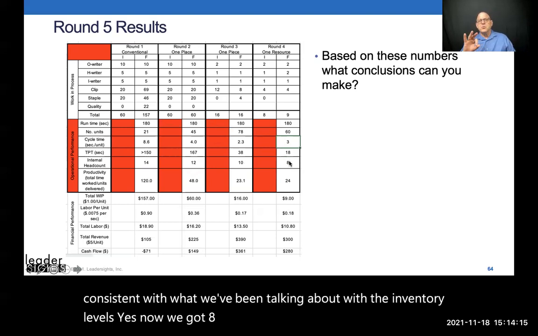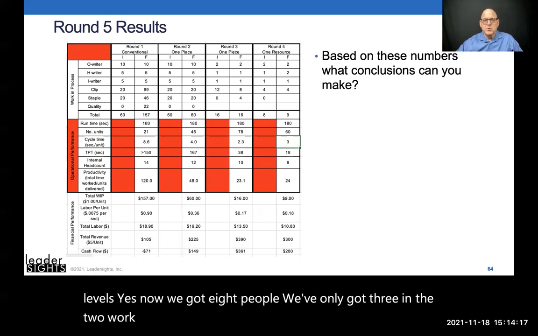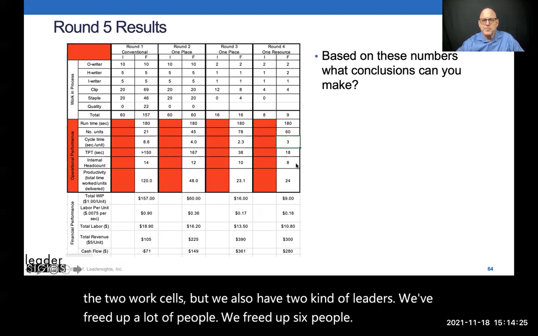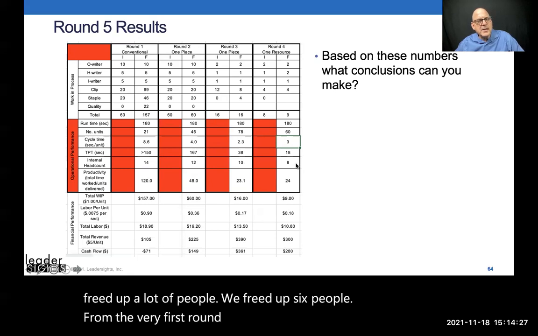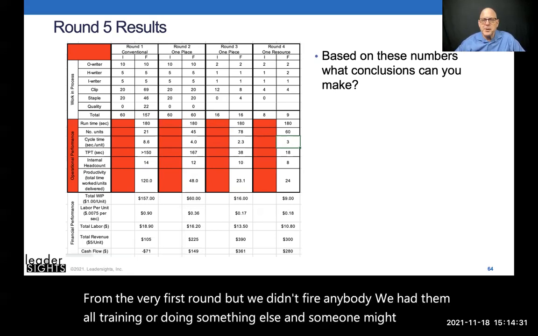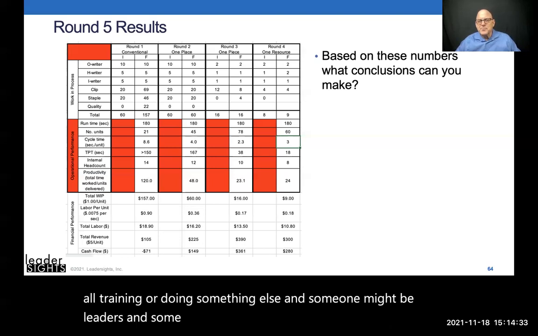We've only got 3 in the 2 work cells, but we also have 2 kind of leaders. We've freed up a lot of people. We've freed up 6 people from the very first round. But we didn't fire anybody. We had them all training or doing something else, and some of them might be leaders, and some of them might be industrial engineering folks, and we've got all kinds of things.